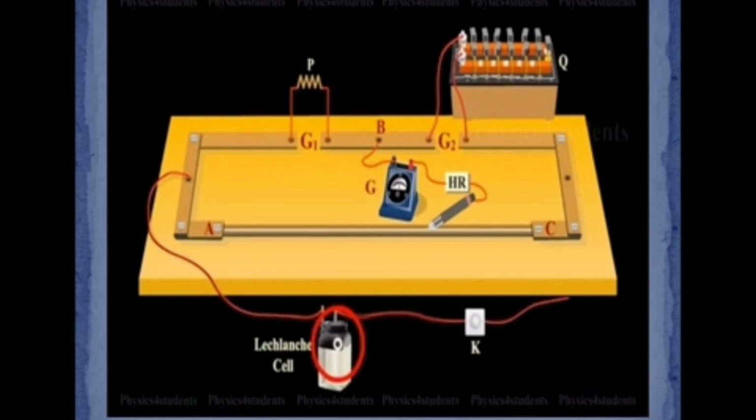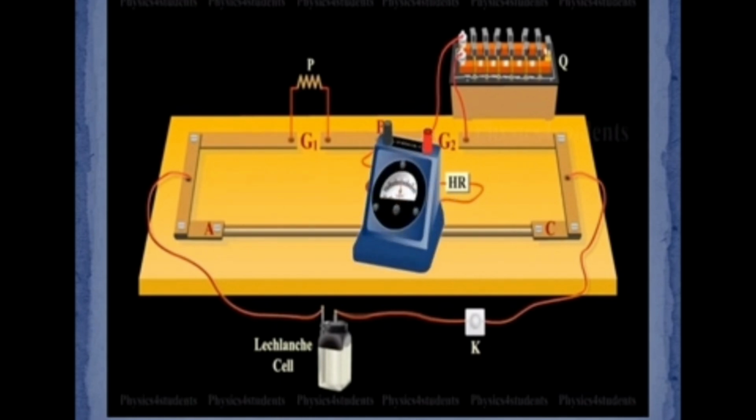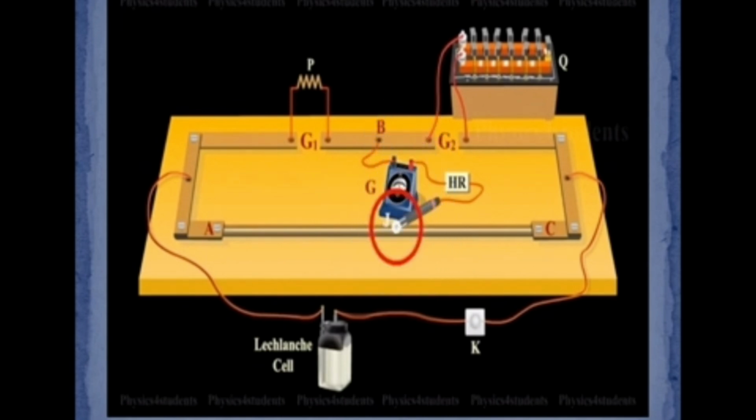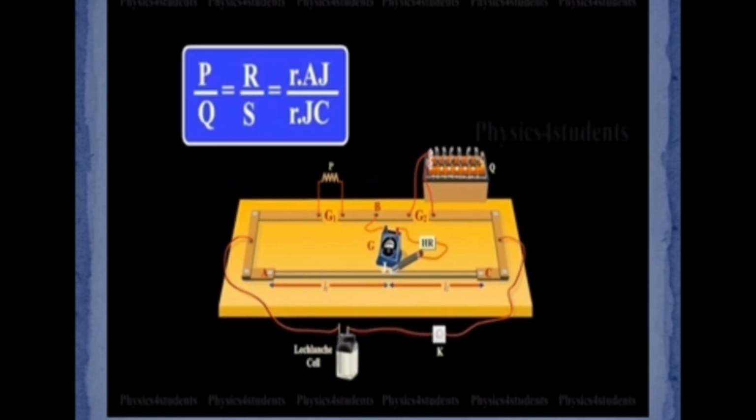So from A, the cell, the key, to point C is connected to that board. The metal jockey is moving on the wire. Using that, we can find the galvanometer zero deflection. That means no current flows in the galvanometer. Where the galvanometer shows zero deflection, the distances are taken as AJ and JC. So AJ is taken as L1, JC is L2. That is length L1, length L2.